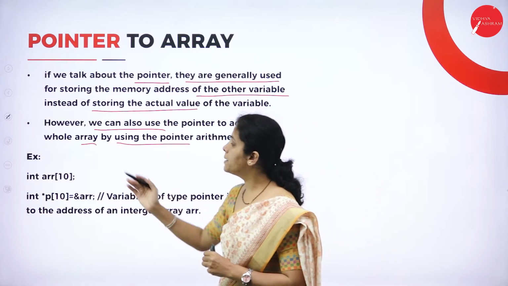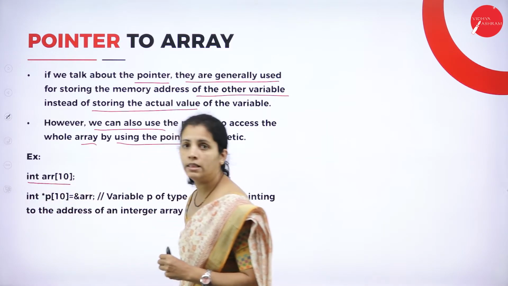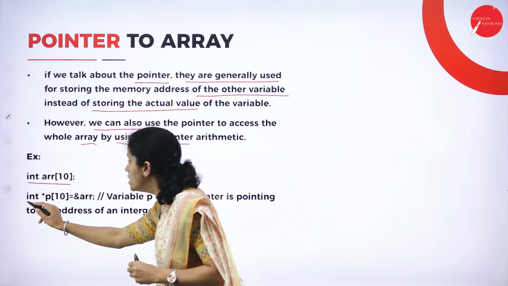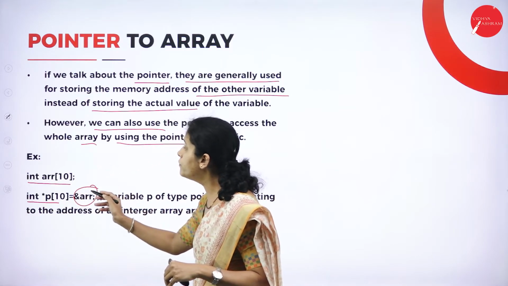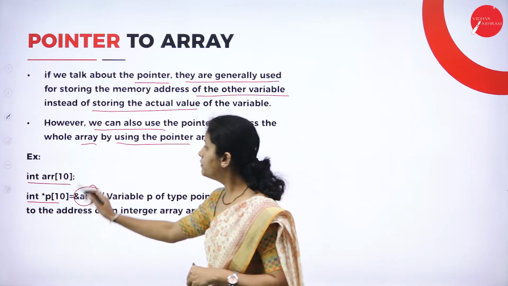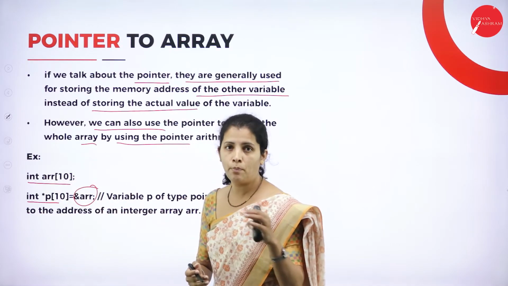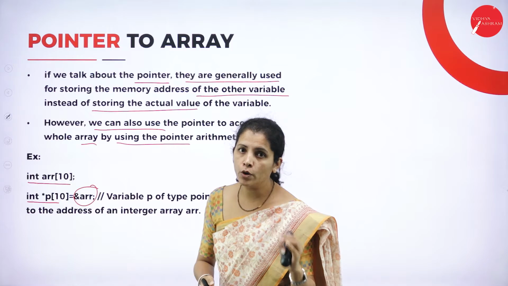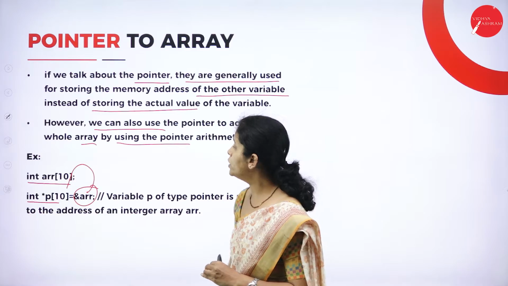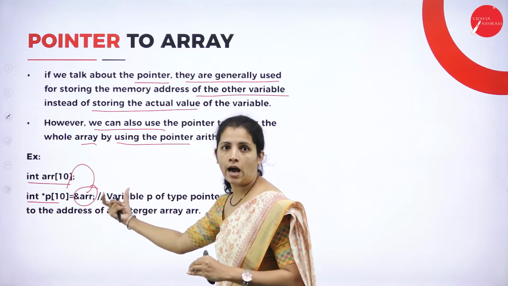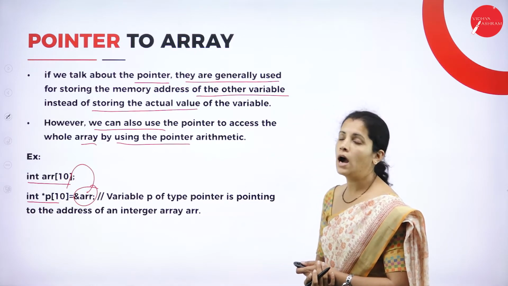So this is the way I can create a pointer to an array. Now, first I want to define the array. Now, I want to define the pointer. Now, I'm going to assign the address of the array to the pointer. After defining, I'm going to store the address of the array in the pointer. This is the way I can use pointers to array.